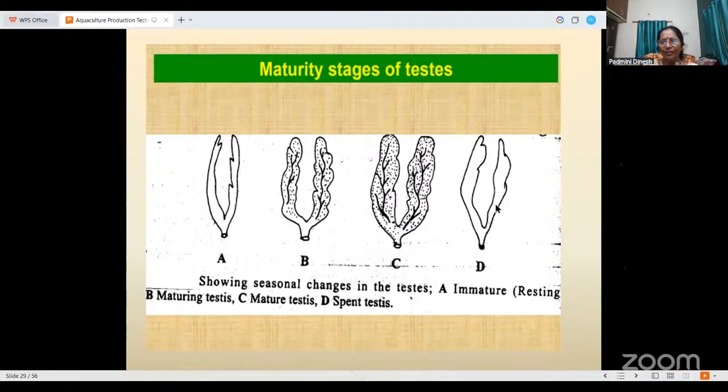Something like whenever you have money in your pockets, it is full. But whenever you have money, you just want to spend it away. After you're spending it, your pocket is empty. Same thing over here. The testis is also empty. So that is why it is called a spent testis.